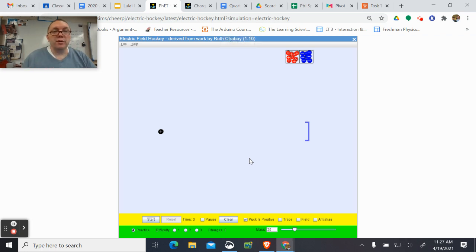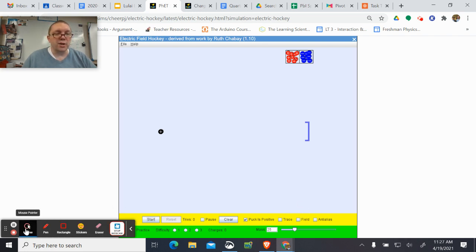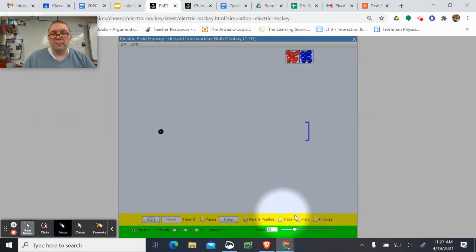So a couple of things. Make sure you do go down on the bottom down here. And you know what? I'm going to try to change the mouse view to kind of emphasize some things. So down here, there's trace and field. And I'm going to click on both of those, trace and field. Oops, come on, there we go.